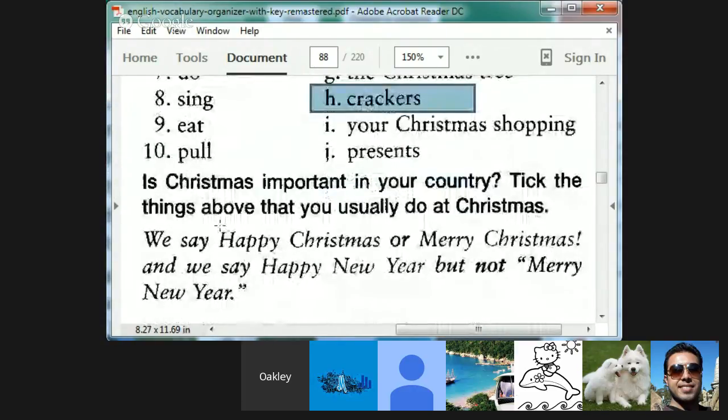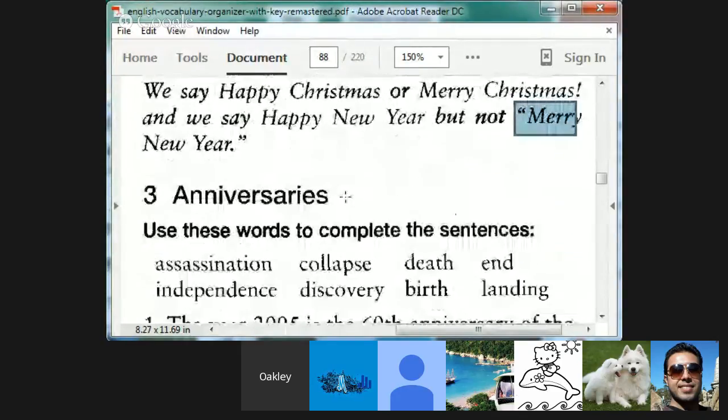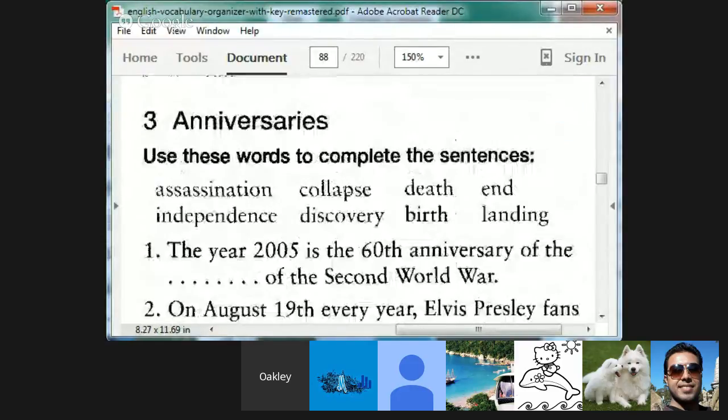By the way, we can say Happy Christmas or Merry Christmas. Most people say Merry Christmas, and we say Happy New Year, but English speakers never say Merry New Year. Just so you know, it sounds weird. Happy Holidays is the more politically correct thing to say nowadays in Europe and the United States, because of course other people have different holidays. Anyway, so as not to offend.